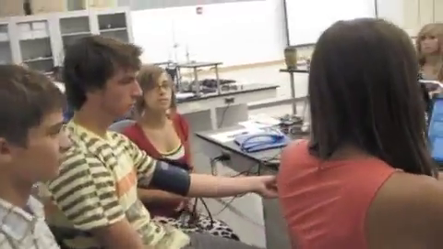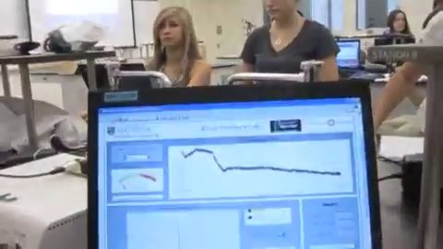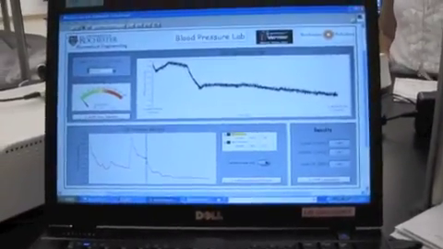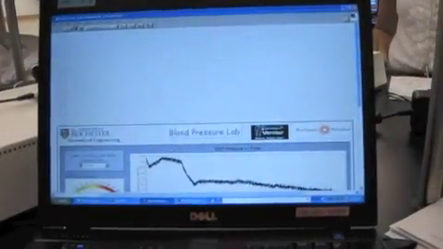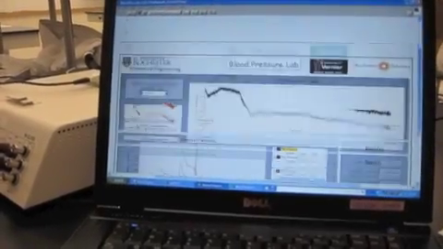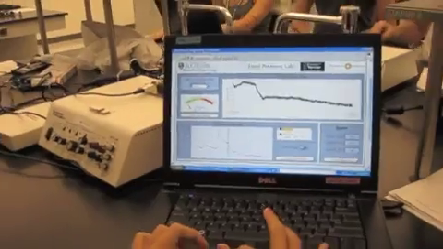And so now we are going to do the digital recording of blood pressure. So we have on the computer there various series of graphs, and we're going to record his blood pressure.